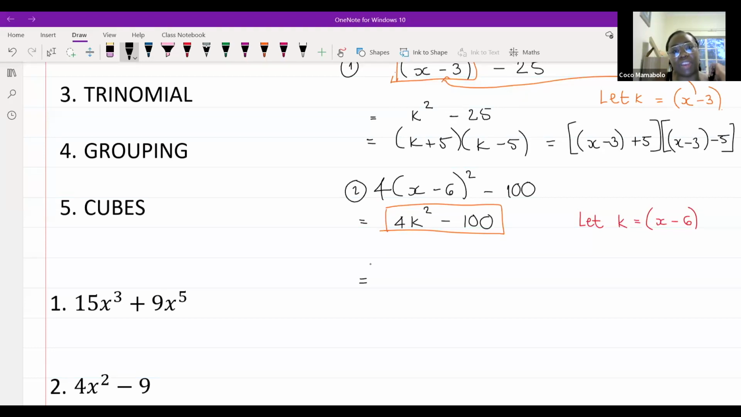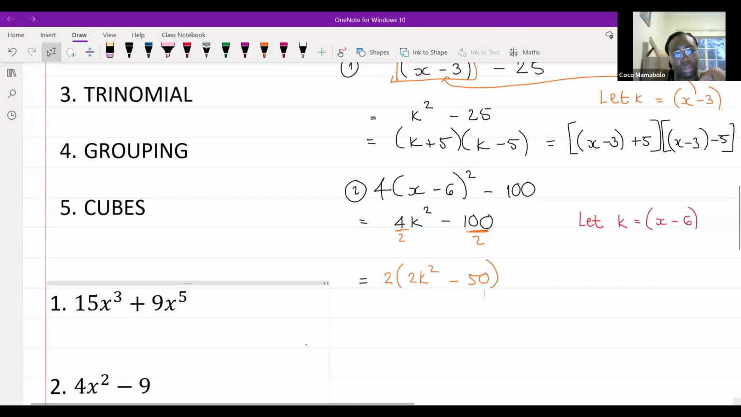Yes, the highest common factor of 100 is 4. It is. But remember, Amina, it's not just the highest common factor of 100. It needs to be a number that can go into 4 and into 100. Let's check what happens if I take 2 out, because I know that 4 and 100 are even numbers. If I take 2 out as a common factor, I divide by 2, divide by 2, and end up with 2k squared minus 50. But I can still take out 2 again, because they still have 2 in common. So we need to take out the highest common factor. What is the highest common factor between 4 and 100? It has to be 4.